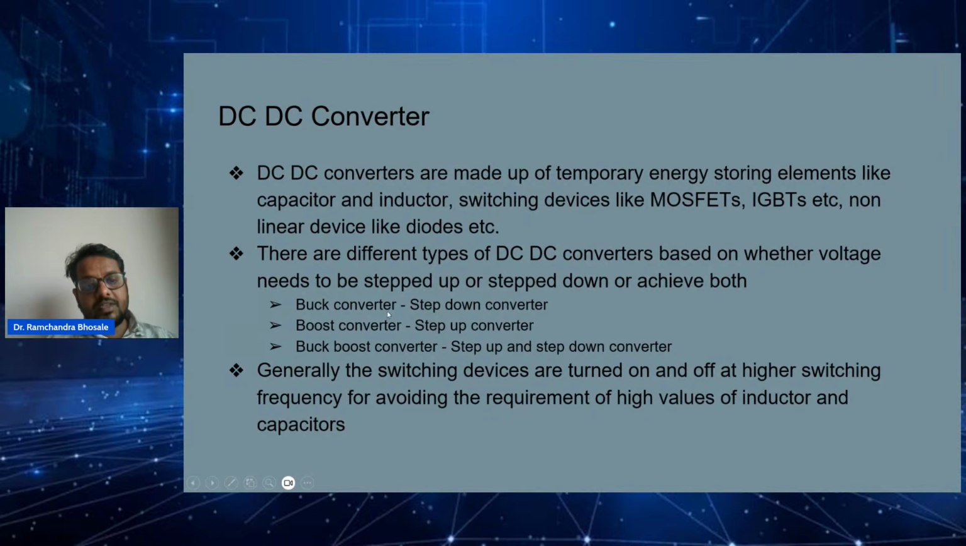So a buck converter basically reduces the output voltage, meaning in a buck converter your output voltage will be lesser than the input voltage. So a buck converter will be used in applications where you need a lower voltage than the available voltage. A boost converter is used when you need a higher voltage than the available voltage. Suppose you have a 12-volt battery and your circuitry needs 24 volts, then you will go for a boost converter.